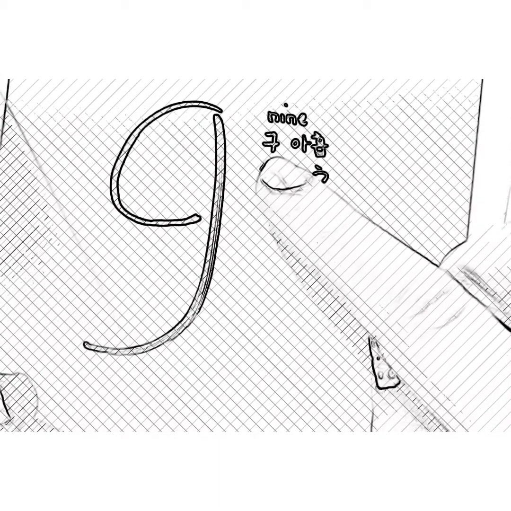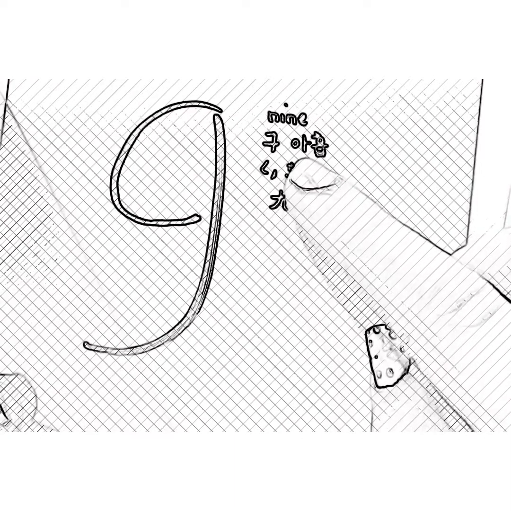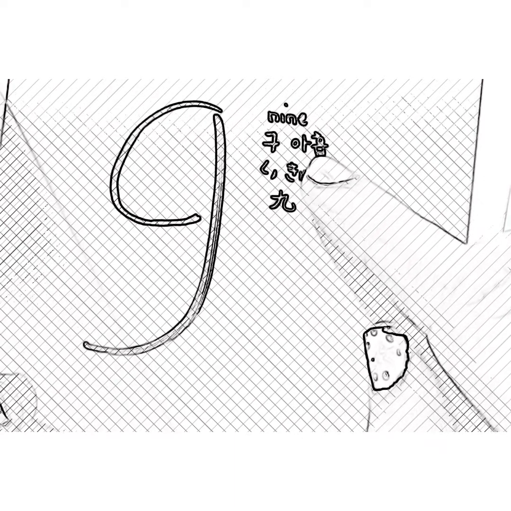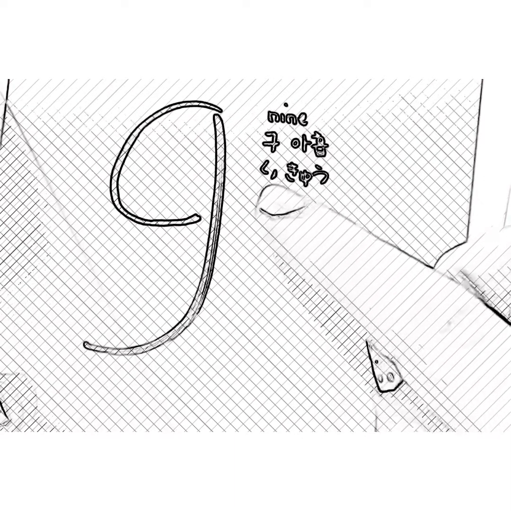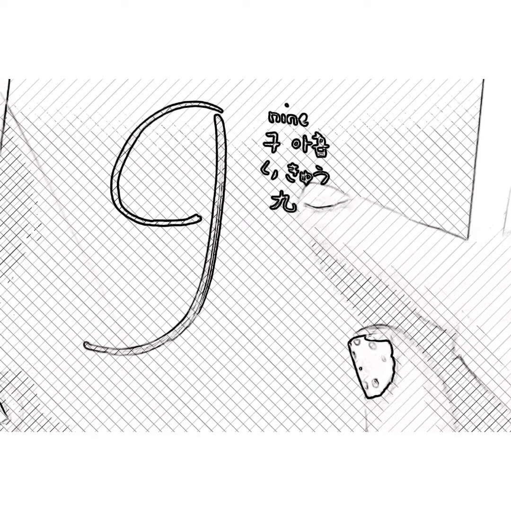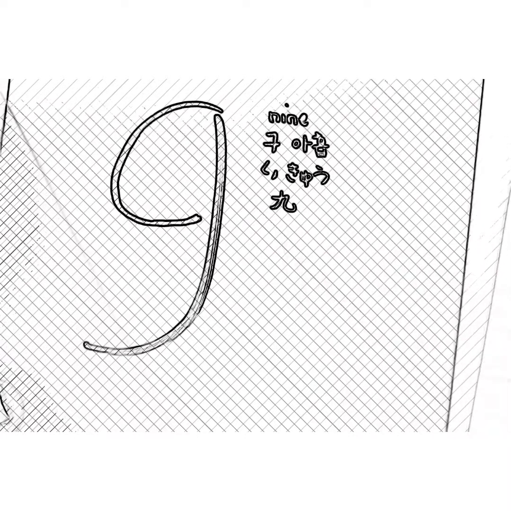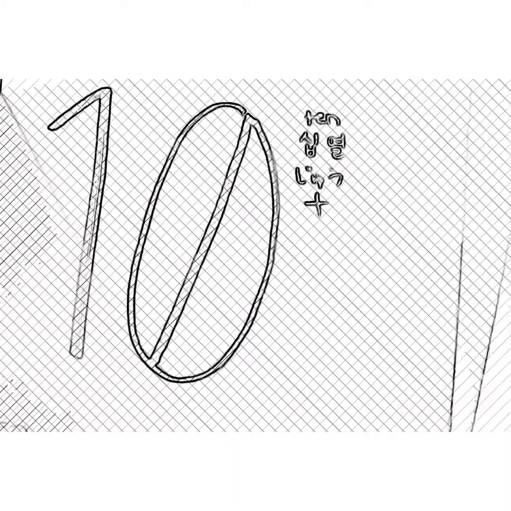Next on to number 9. We say 구, 아홉. Then 구, or 기. Mandarin, jiao. Third tone, jiao. And next, let's take the last number.